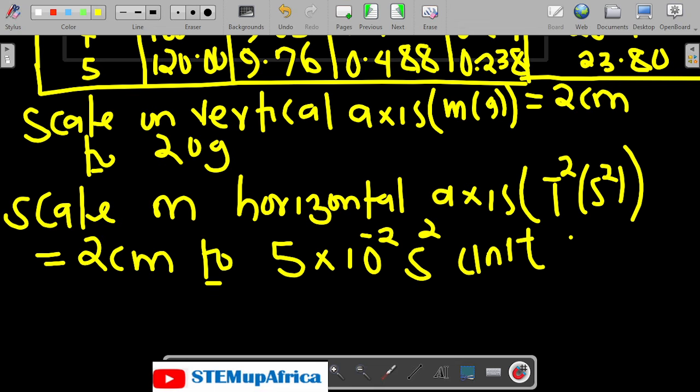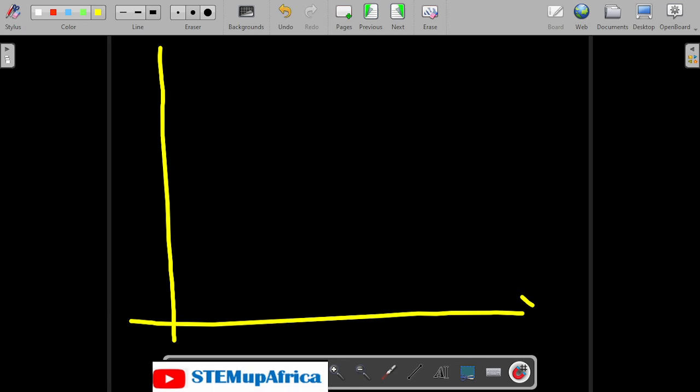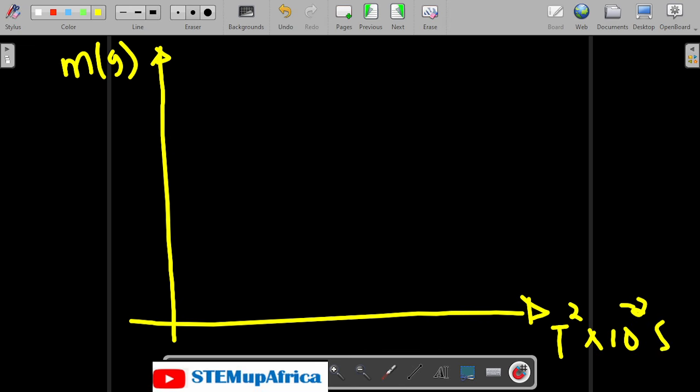So what we do now, you take your ruler and pencil, you are going to draw a perfect vertical line and a perfect horizontal line. I will label here M, and put the unit in grams. Here is now t square times 10 minus 2 second square. I will label here now as 0, 0. It must start from the origin.